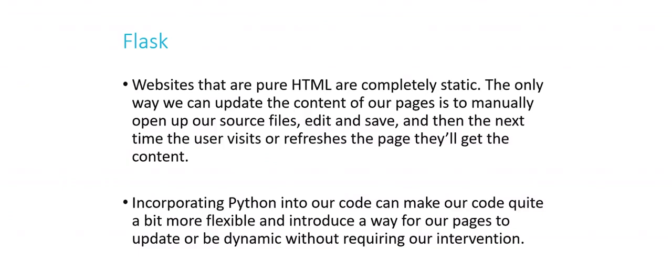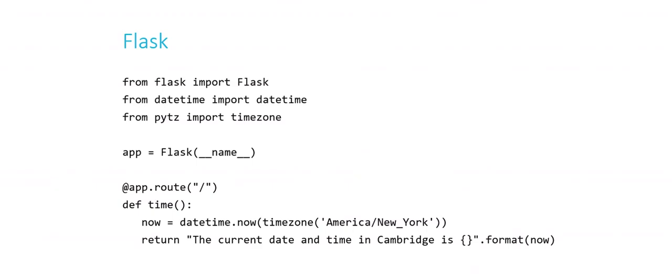If we incorporate Python into our code, though, we can be a lot more flexible, and we can allow our pages to become dynamic without requiring any human intervention. That's ultimately our goal here: to automate these processes for us so that we don't have to think about them day to day, getting buried in that minutia. So we're going to do this specifically in Flask. Here's an example of a web application in Flask that would display not only the current time in Cambridge, but also the current date, day of the week, and year, and it would display that time to the nearest 10,000th of a second. Just a couple of lines of code.